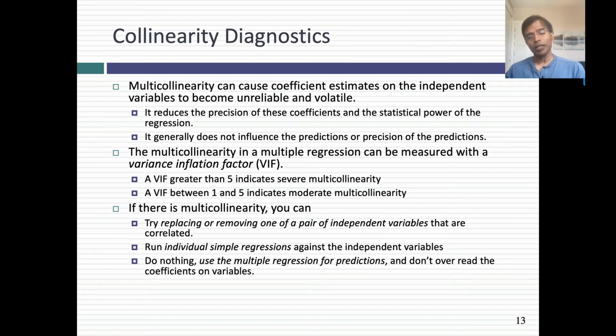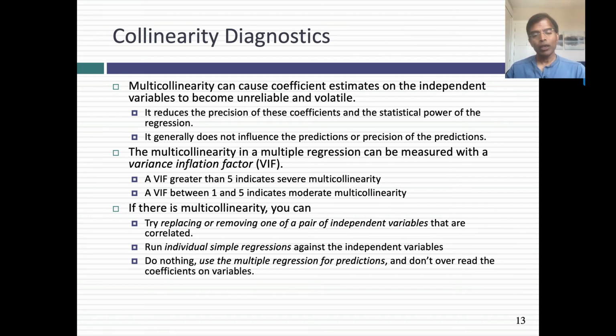And if there is multicollinearity, here are some of the things you can try to do. If it's between a pair of your independent variables, you can try replacing one, presumably the one that has less power in explaining your dependent variable, with something else, or removing it entirely.